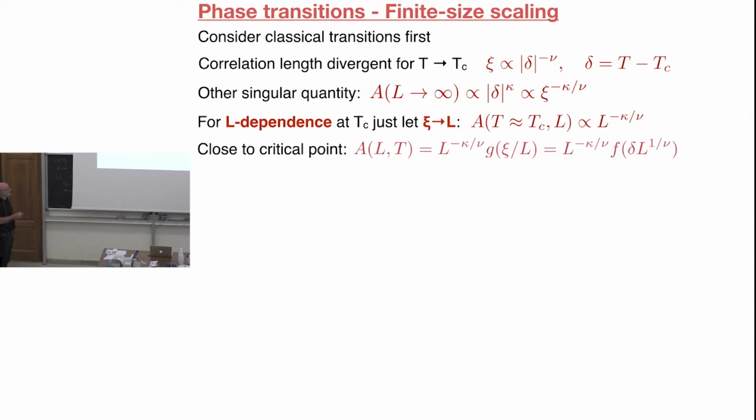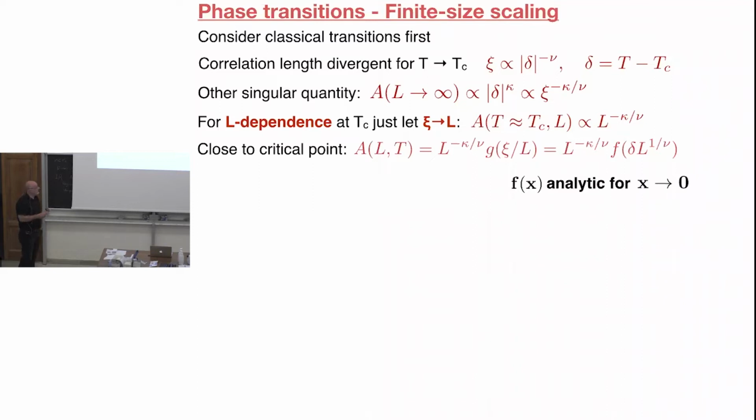So if you look at the system close to the critical point, then it turns out you should just take the behavior at the critical point, the finite size behavior, times a function which is a function of the ratio of the two length scales of the problem. Okay. But then it turns out that this function is not very convenient to work with. One should actually raise this argument to a power such that the argument becomes delta L^(1/nu), and then strictly speaking, it's a different function.